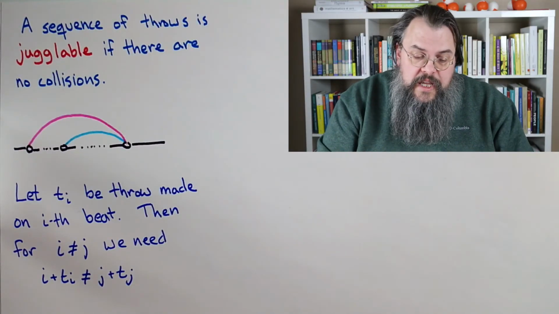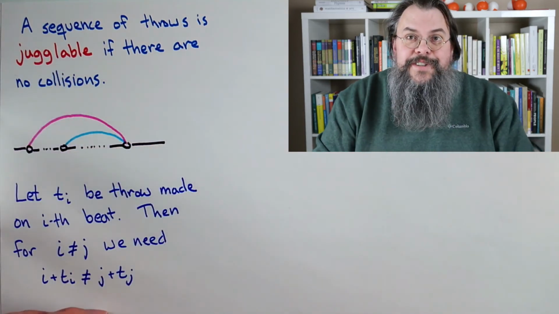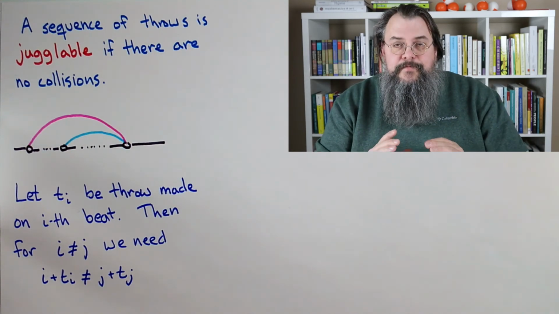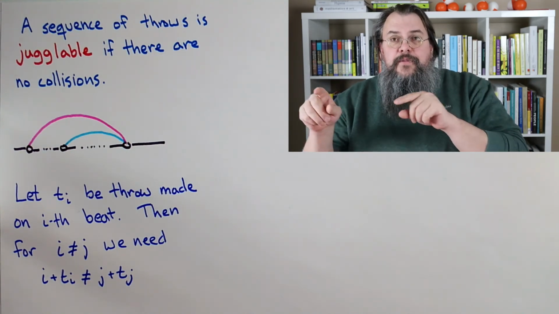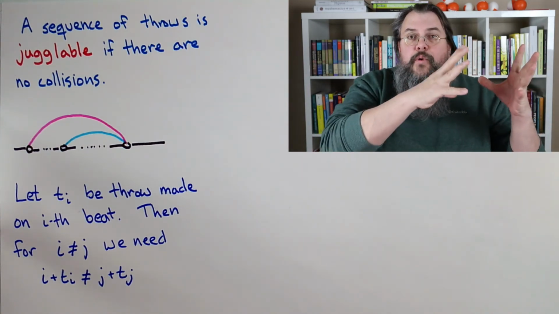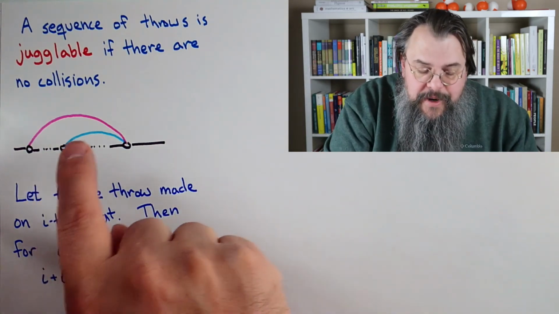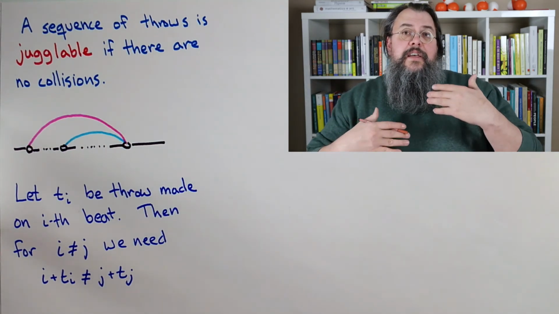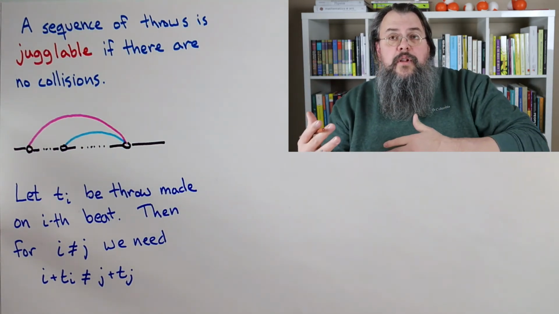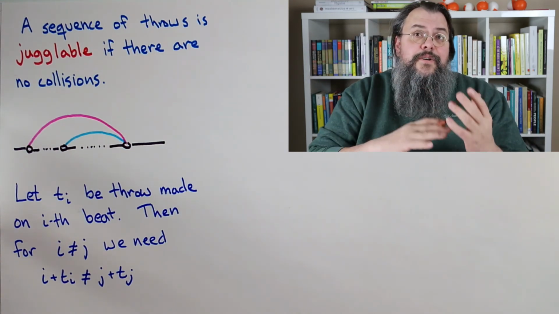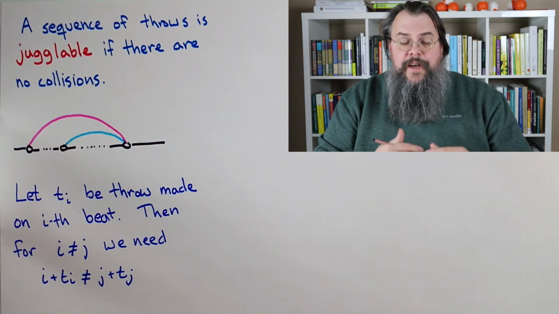Okay, so let's think about it. Here's our convention. We'll say that a sequence of throws is jugglable, which is a very fun word to try to say, if there are no collisions. Well, what's a collision? A collision is when we have two throws that are scheduled to land at the same time, because the balls will collide. So that's what we want to avoid. Now, whether something is jugglable or not comes down to: are there collisions or are there no collisions? And so we want to figure this out.